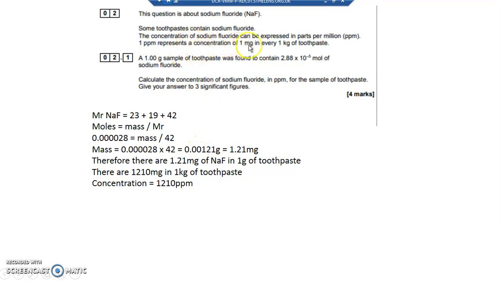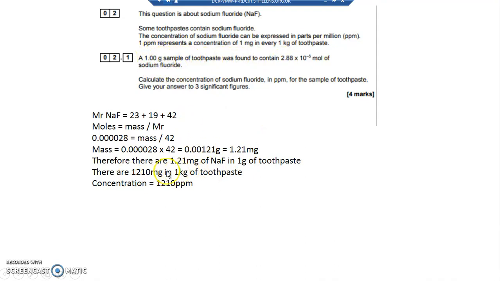Now it wants it in milligrams for every kilogram of toothpaste, so I'm going to multiply that by 1,000. To get a large unit into a smaller unit, I multiply by 1,000. 1.21 milligrams. Therefore, there's 1.21 milligrams of sodium fluoride in 1 gram of toothpaste.